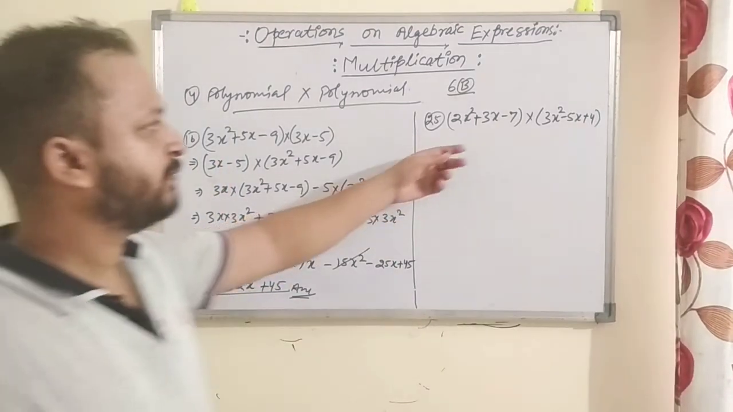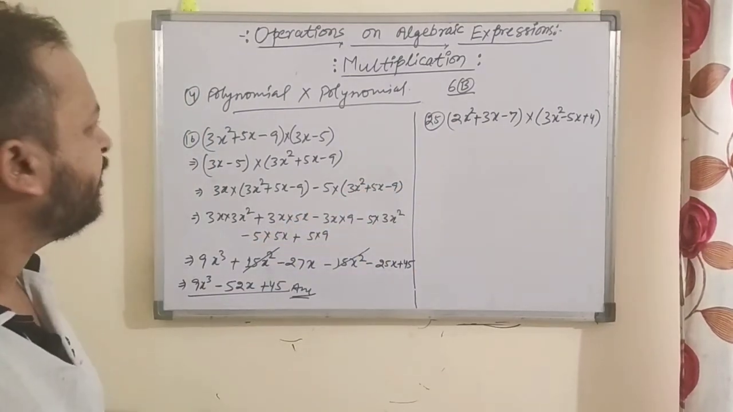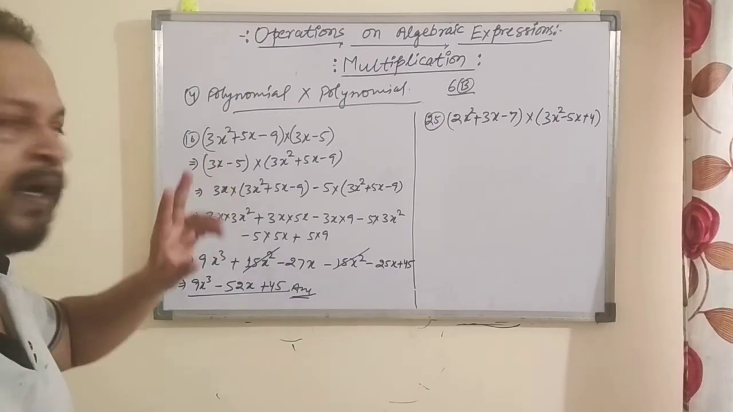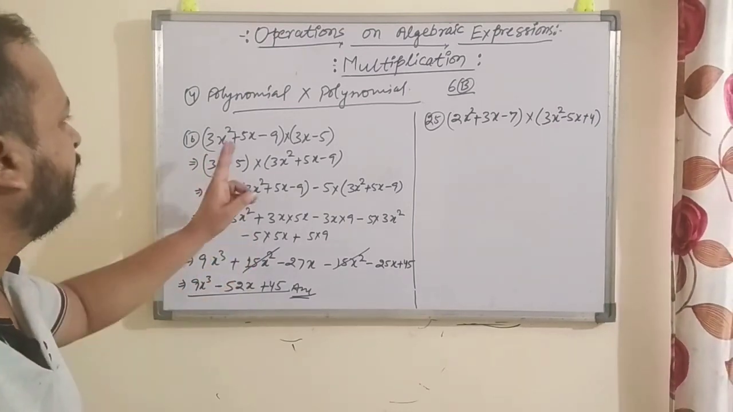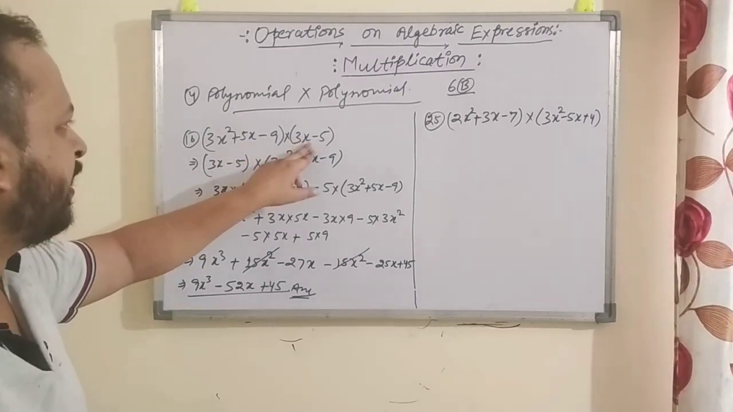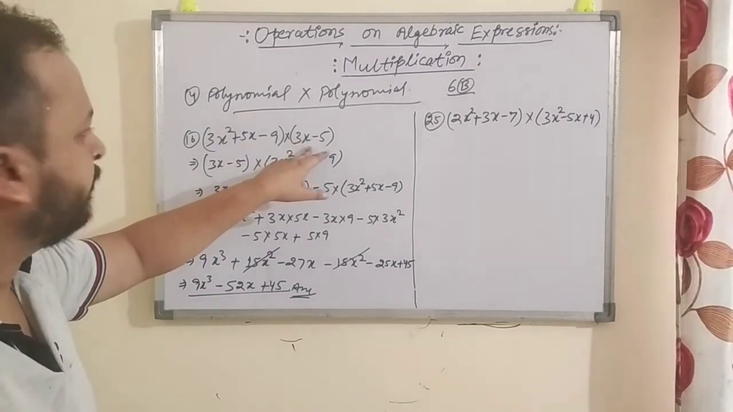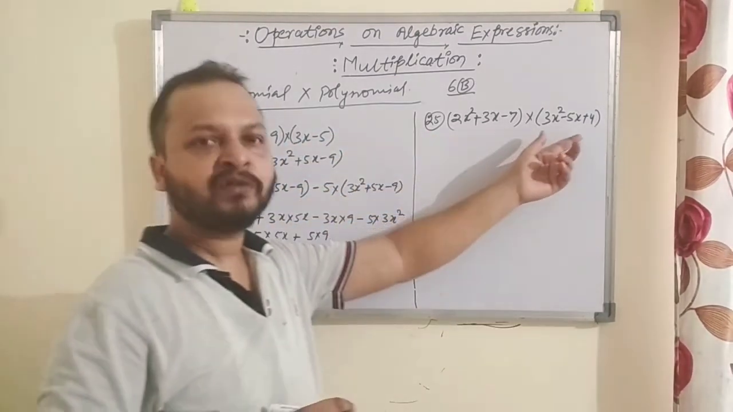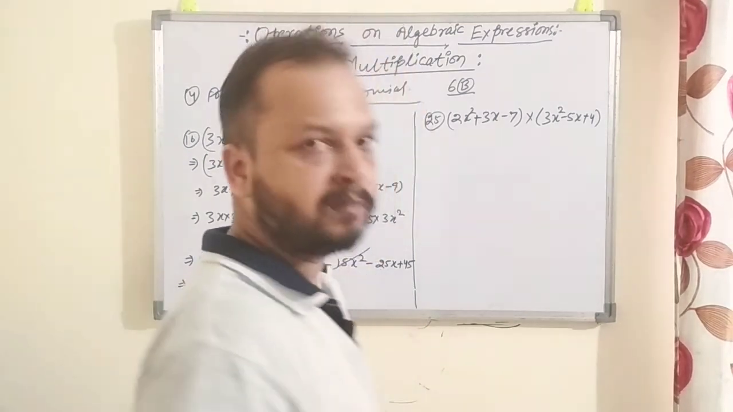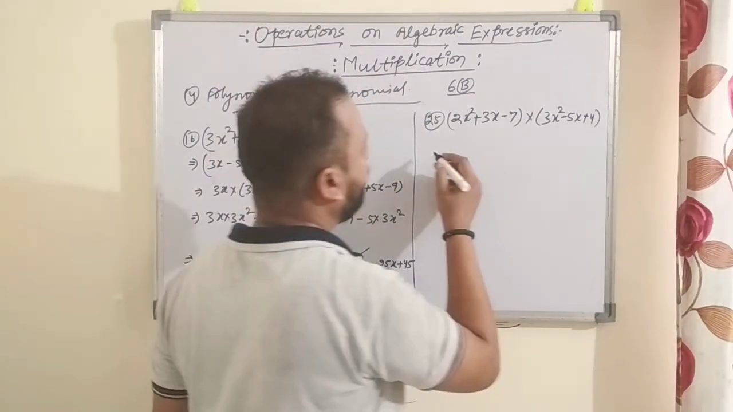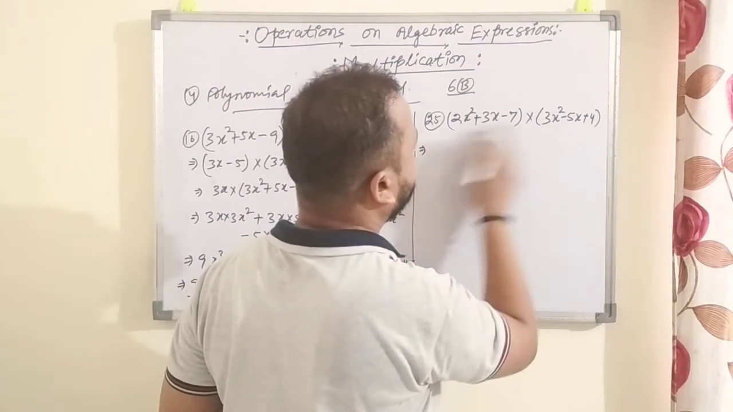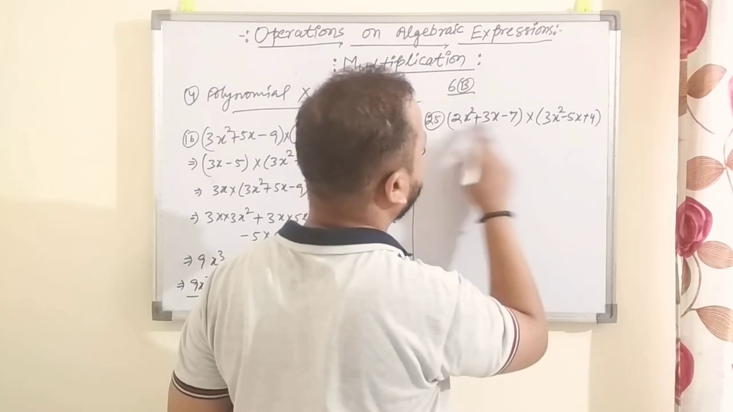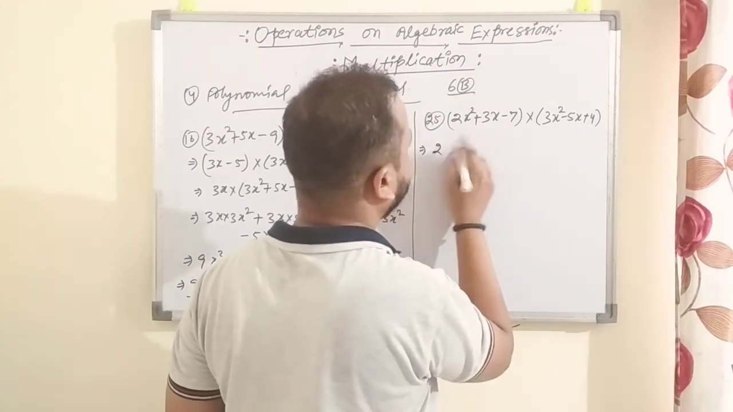Now come to this part. In these types of problems, you are able to understand that you have to apply the distributive law. If two terms are given in a polynomial, then you have to apply the distributive law twice. Here three are given, so you have to apply the distributive law also twice. You can start from either polynomial, either this or from here. So we'll start from here.